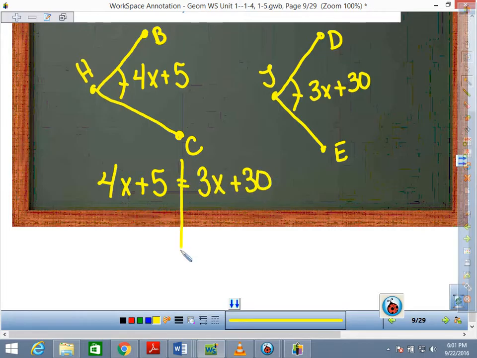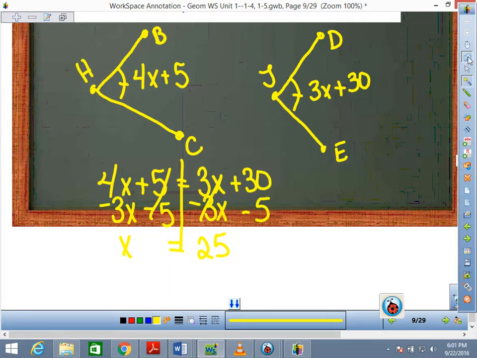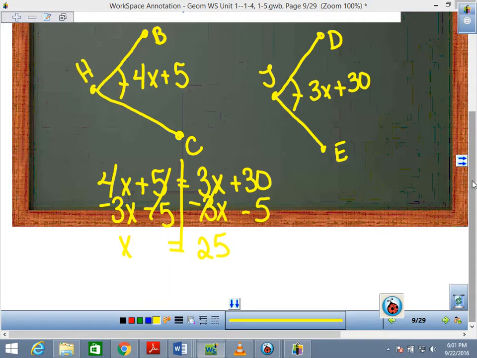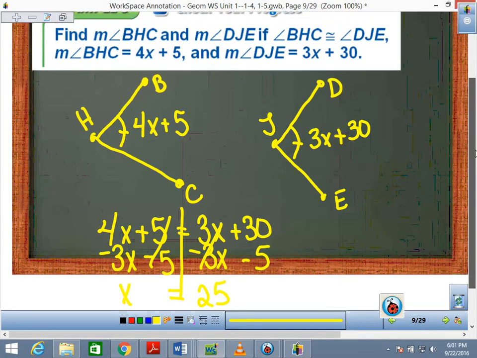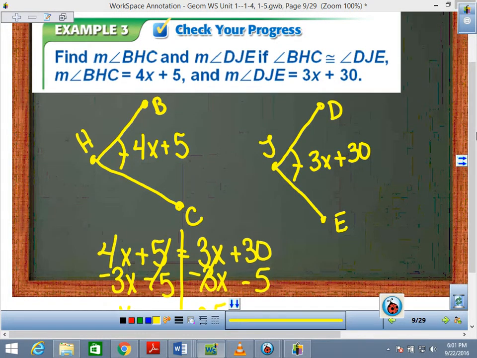And we have to solve an equation. So you should have gotten x equals 25. But that's not what the question is asking. And this is something we have to be very, very careful about in geometry, because sometimes it doesn't ask us for what x equals. It says to find the measure of the angles.